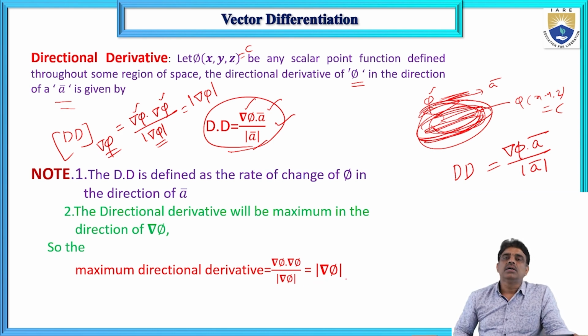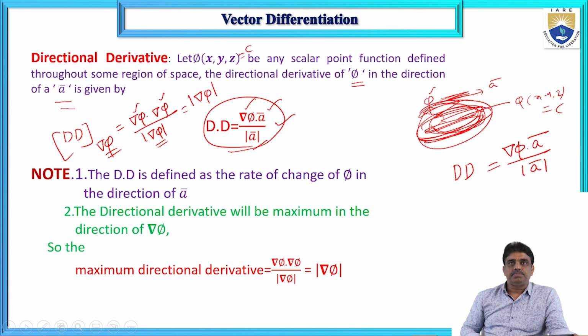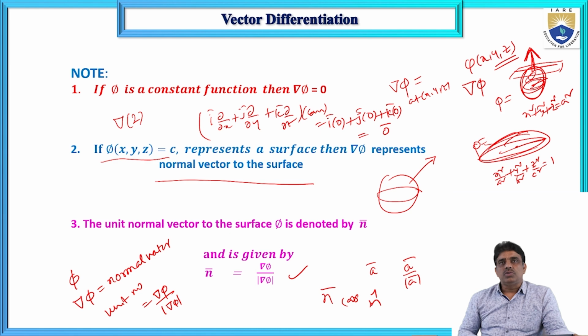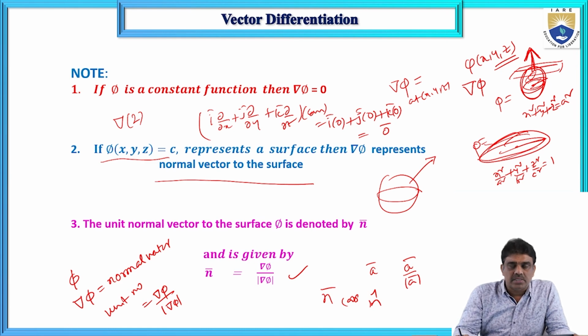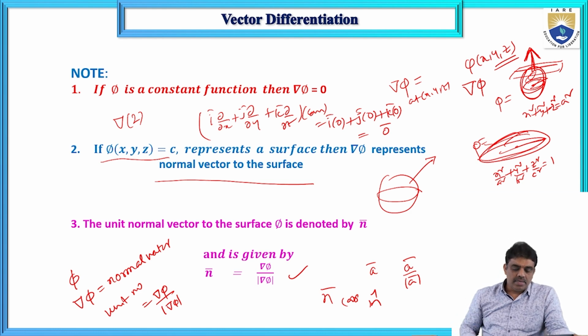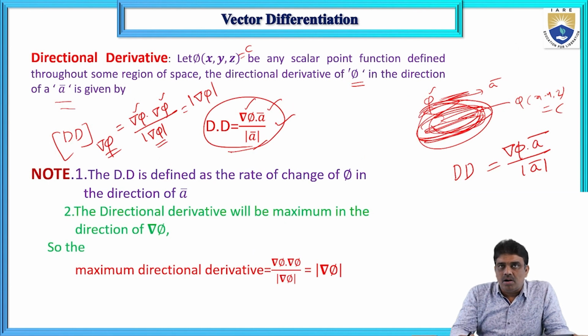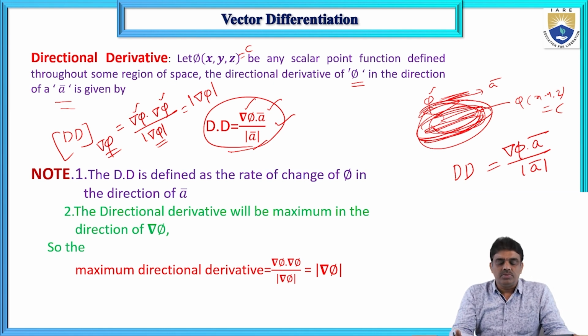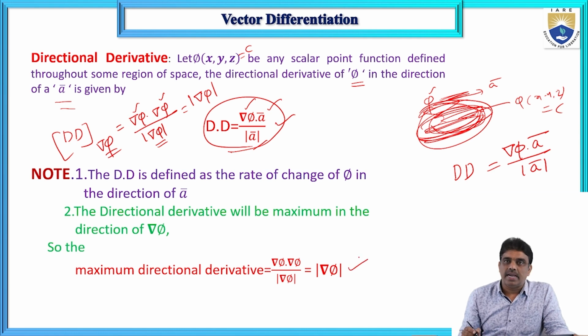So these are the formulas. While doing the problems, we apply these formulas. Now I will see some examples. Once again I will repeat. To find the normal vector, you need to calculate the gradient of phi. If you find grad phi, it is called the normal vector to the surface. If you want the unit normal vector, it is grad phi by magnitude of grad phi. If you want the directional derivative in the direction of a bar, it is grad phi dot a bar by magnitude of a bar. And if you want the maximum directional derivative, you need to find the magnitude of grad phi.